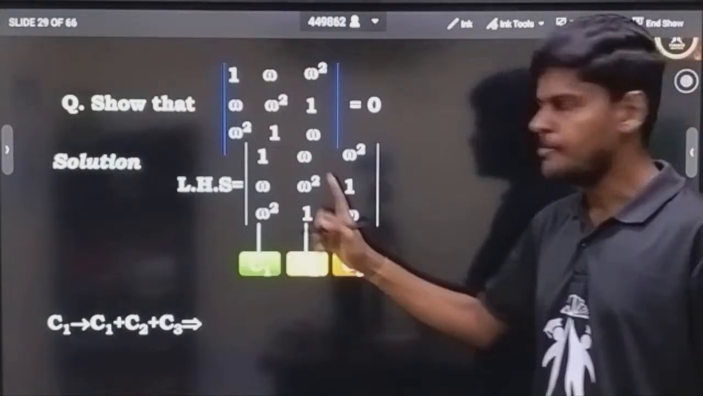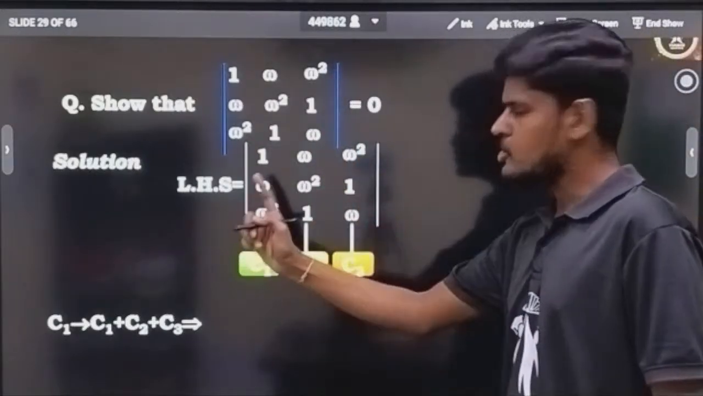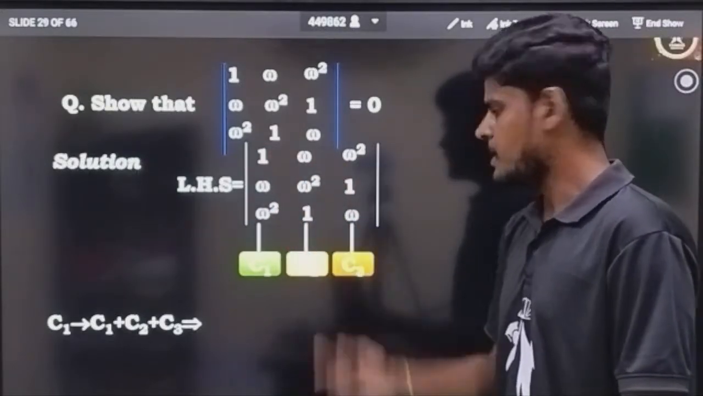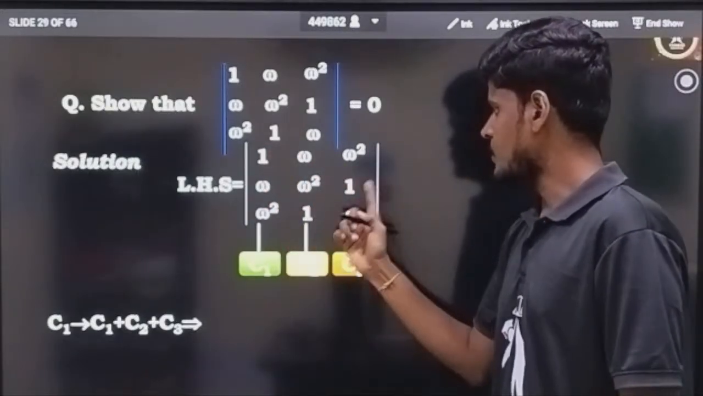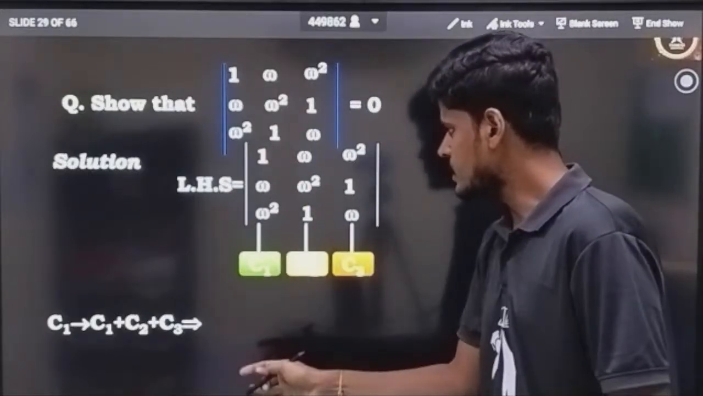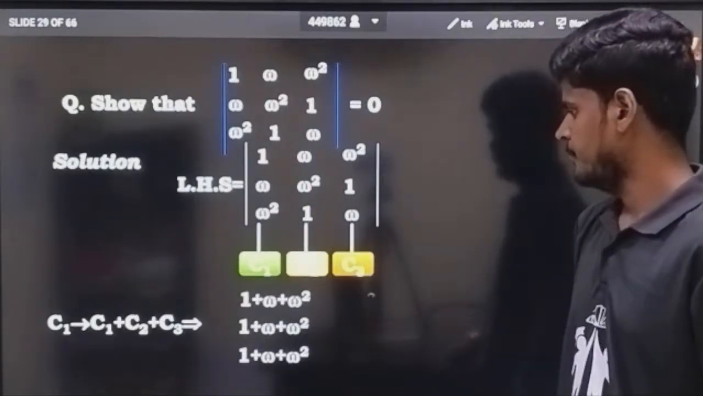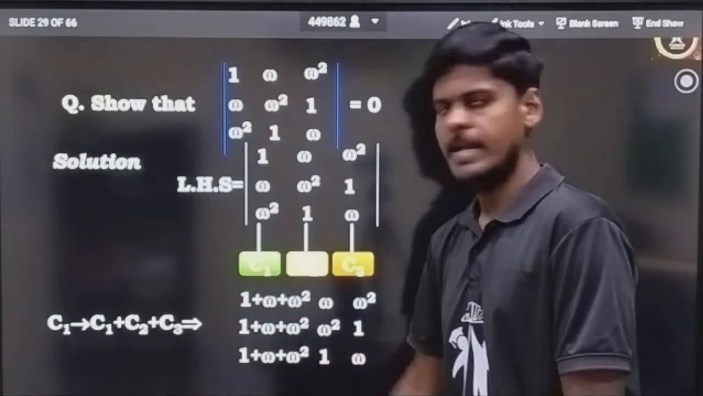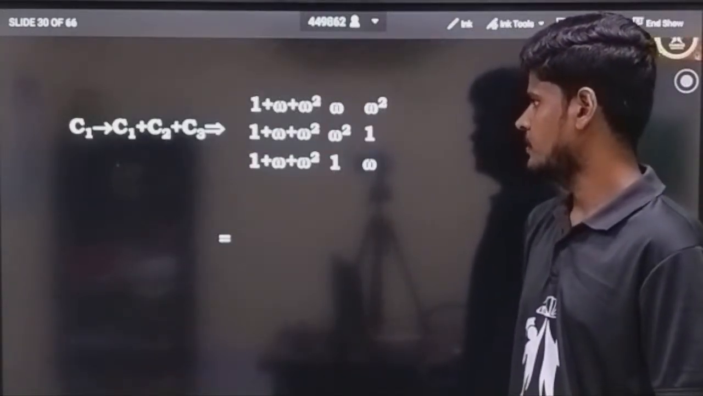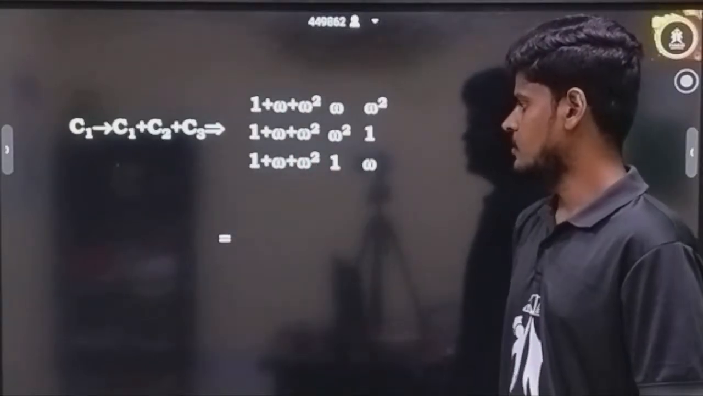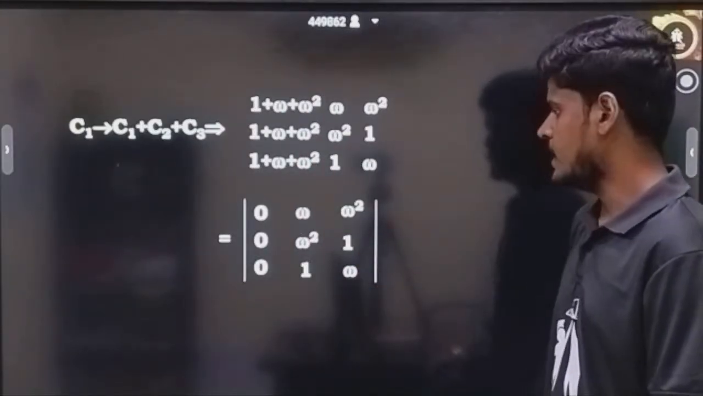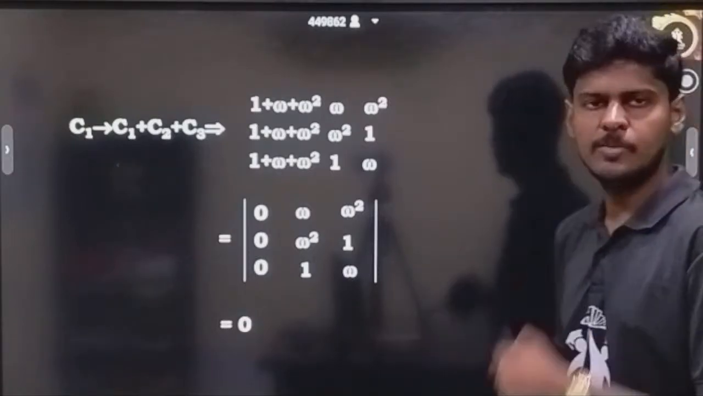So now instead of adding row wise, we can also add column wise. Then what will we get? Again 1 plus omega plus omega square, omega plus omega square plus 1, omega square plus 1 plus omega. Now when we add all the columns, the first column becomes 0. It is 0, 0, 0, and we write the remaining columns as they are. Final answer is 0.